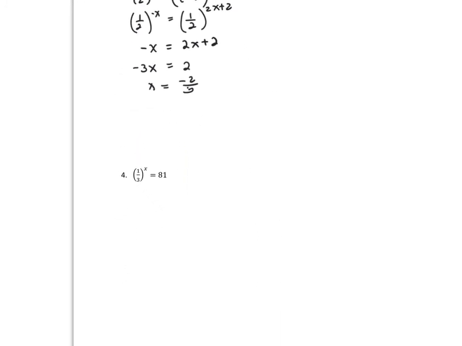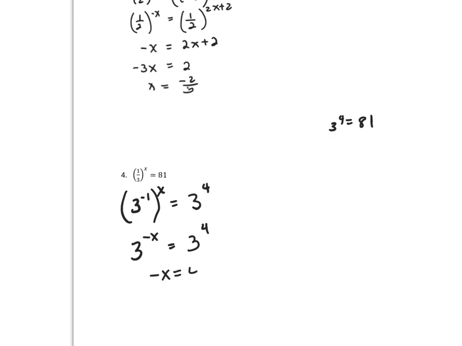Now 3 to the 4th is 81. Did you know that? 3 times 3 is 9, times 3 is 27, 27 times 3 is 81, yeah. Okay, now I've got a fraction on the left. Let's rewrite 1/3 as 3 to the negative 1, raised to the x, equals 3 to the 4th. That's 3 to the negative x equals 3 to the 4th. Drop the base. That's negative x equals 4. x is negative 4.